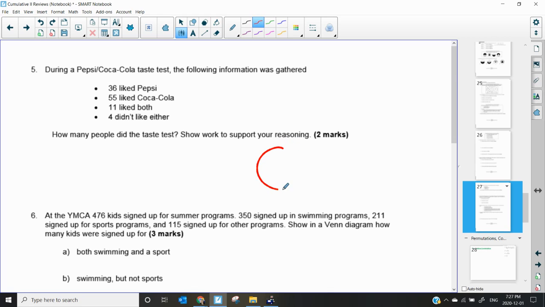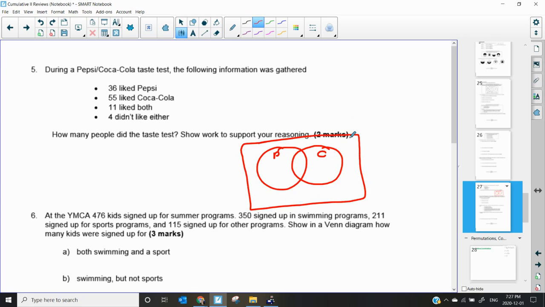So we'd be looking at Pepsi, we'd be looking at Coca-Cola. So P for Pepsi, C for Coca-Cola. This would all be included in the universal set. And we know that 36 liked Pepsi and 55 liked Coke, 11 liked both. So we start off by putting our 11 in the center. And since 4 liked neither, that would be outside.